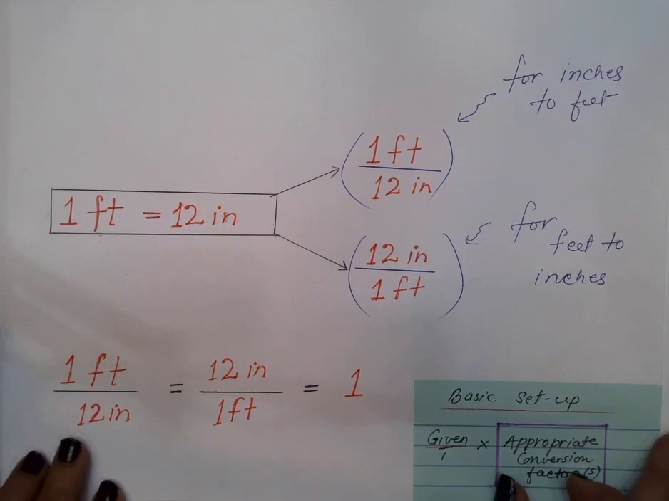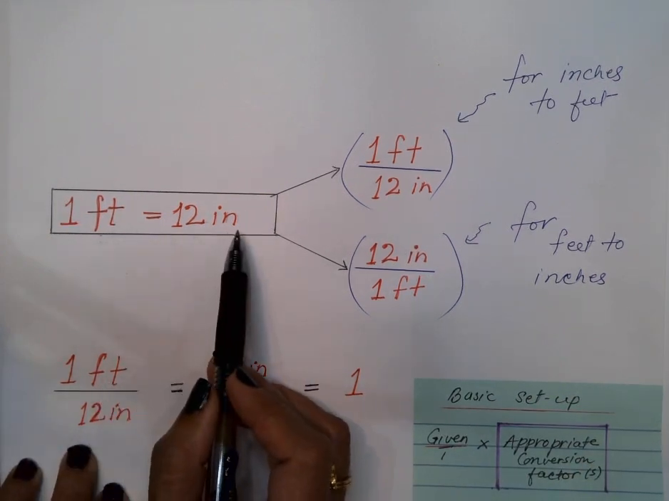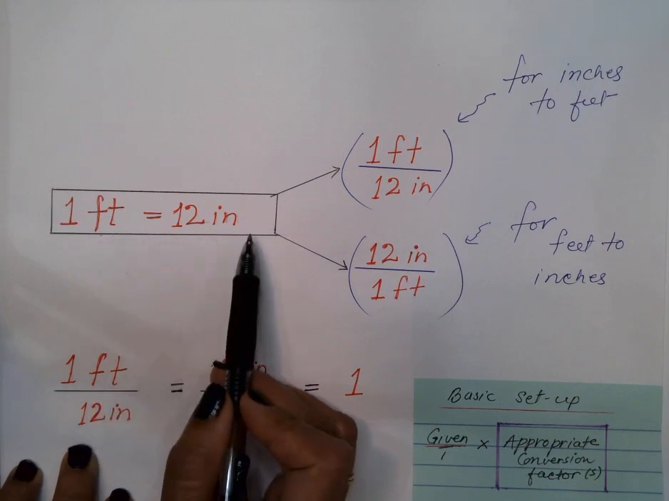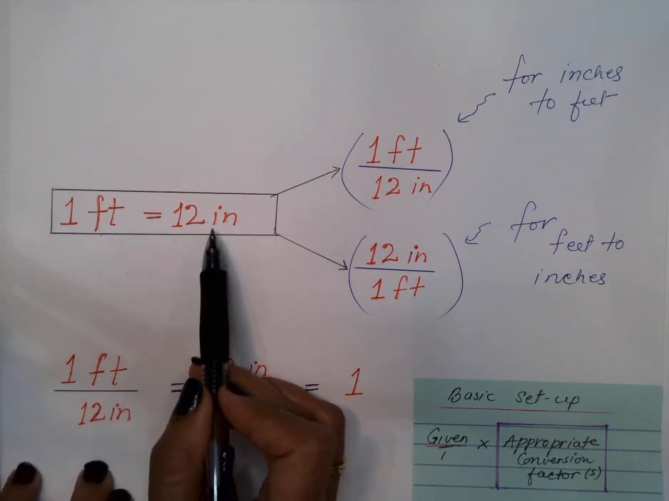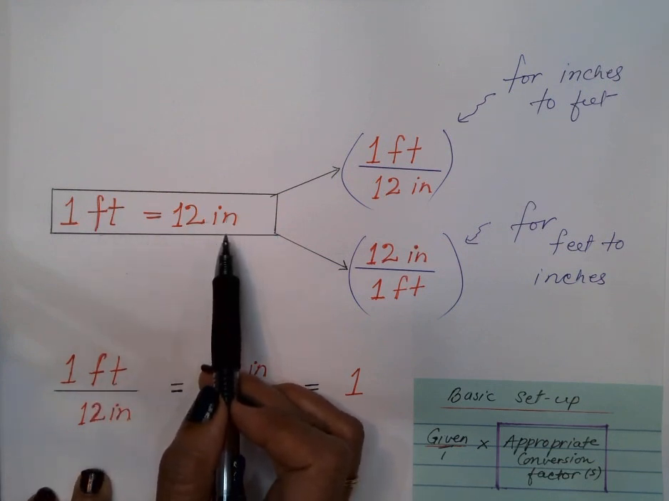Conversion factors are ratios that we get from equivalents. For example, feet and inches. 1 foot is 12 inches. Now, 1 foot equals 12 inches. This is just an equivalent. An equivalent is a true definition or statement.